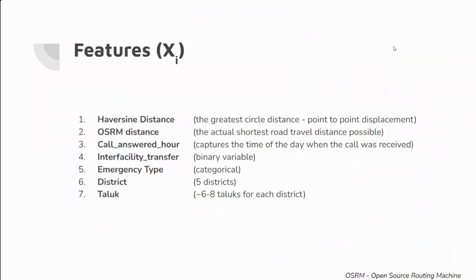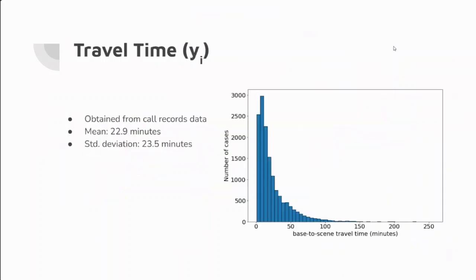Over here, we see two distances, Haversine distance and OSRM distance. OSRM is the Open Source Routing Machine, which gives us the shortest road travel distance between 2 points, whereas Haversine distance is the great circle distance, or we can look at it as the displacement between the 2 points. Call answered hour is the time of the day at which we receive the call. Travel time is a continuous variable that we need to predict.